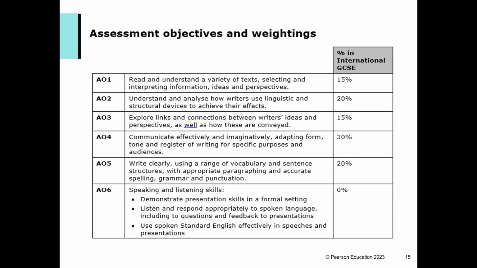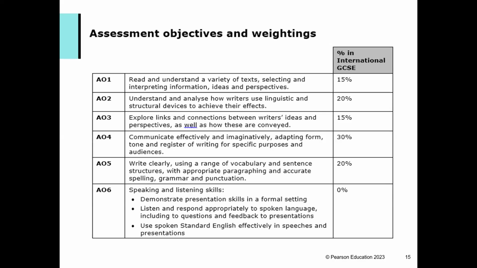AO4 and AO5, which are our two writing assessment objectives: communicate effectively and imaginatively, adapting form, tone, and register of writing for specific purposes and audiences. So that's our transactional writing in paper 1 and imaginative writing in paper 2. AO5 is much more about the technical aspects: write clearly using a range of vocabulary and sentence structures with appropriate paragraphing and accurate spelling, punctuation, and grammar.